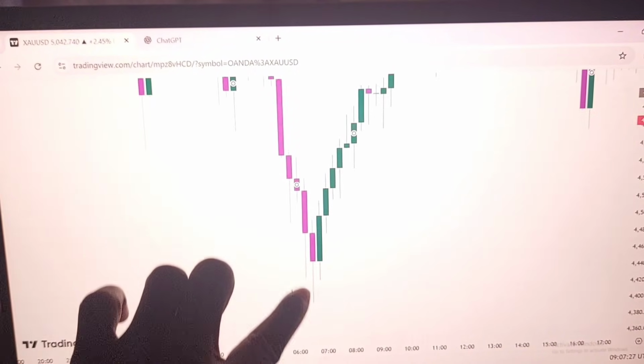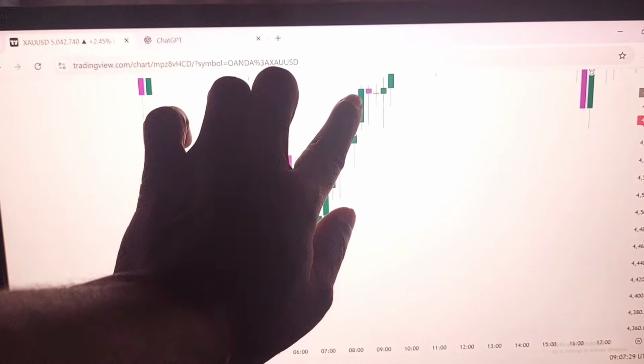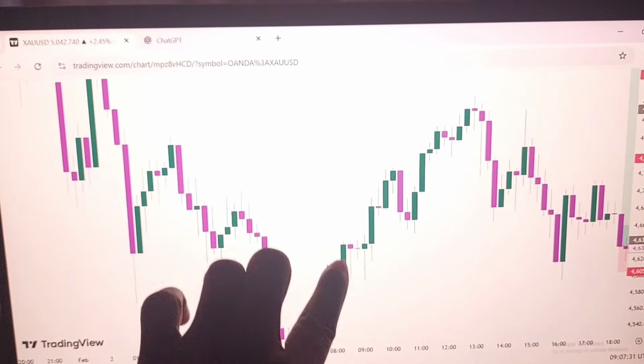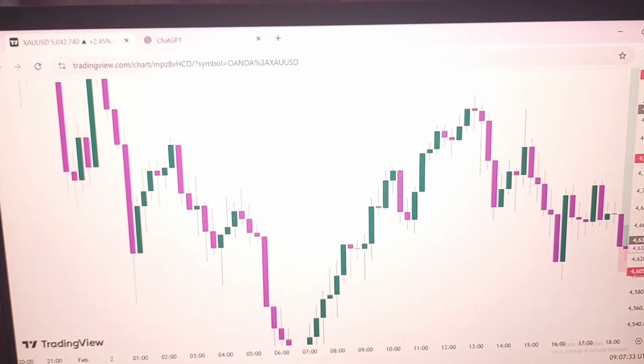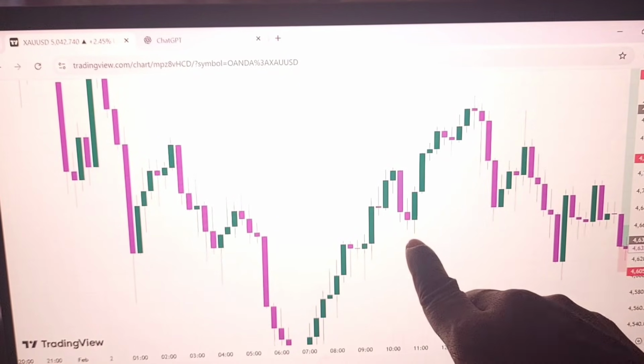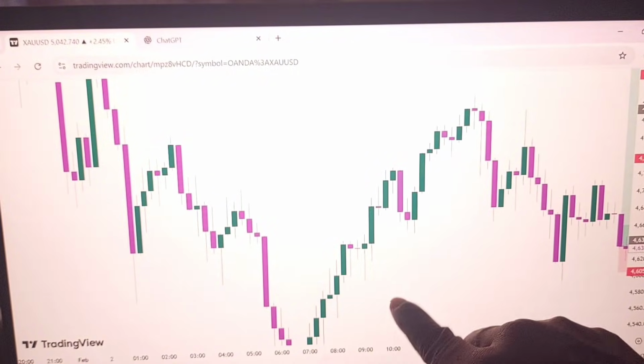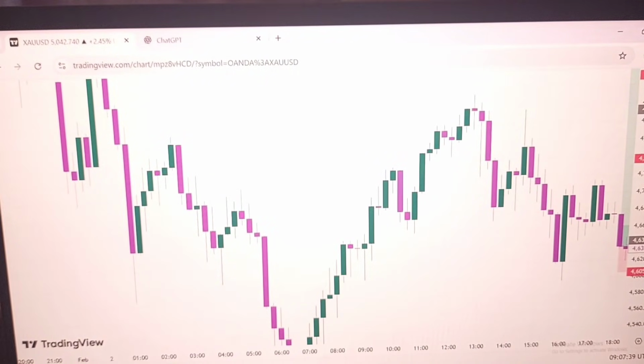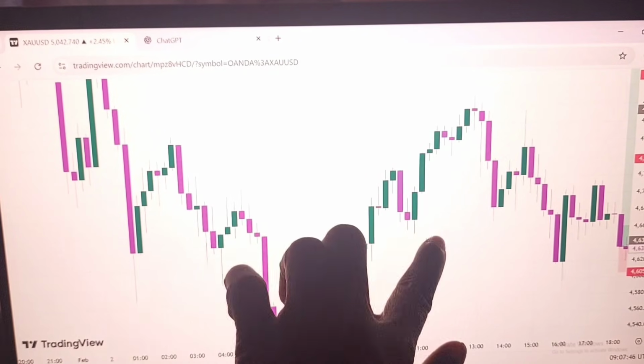Not just that, I didn't buy in any of these areas. I needed to see structures formed. So at this point, if you even bought here, you were not wrong. But then just for more confirmation, because we had a massive unusual pullback, that's why I kept waiting.